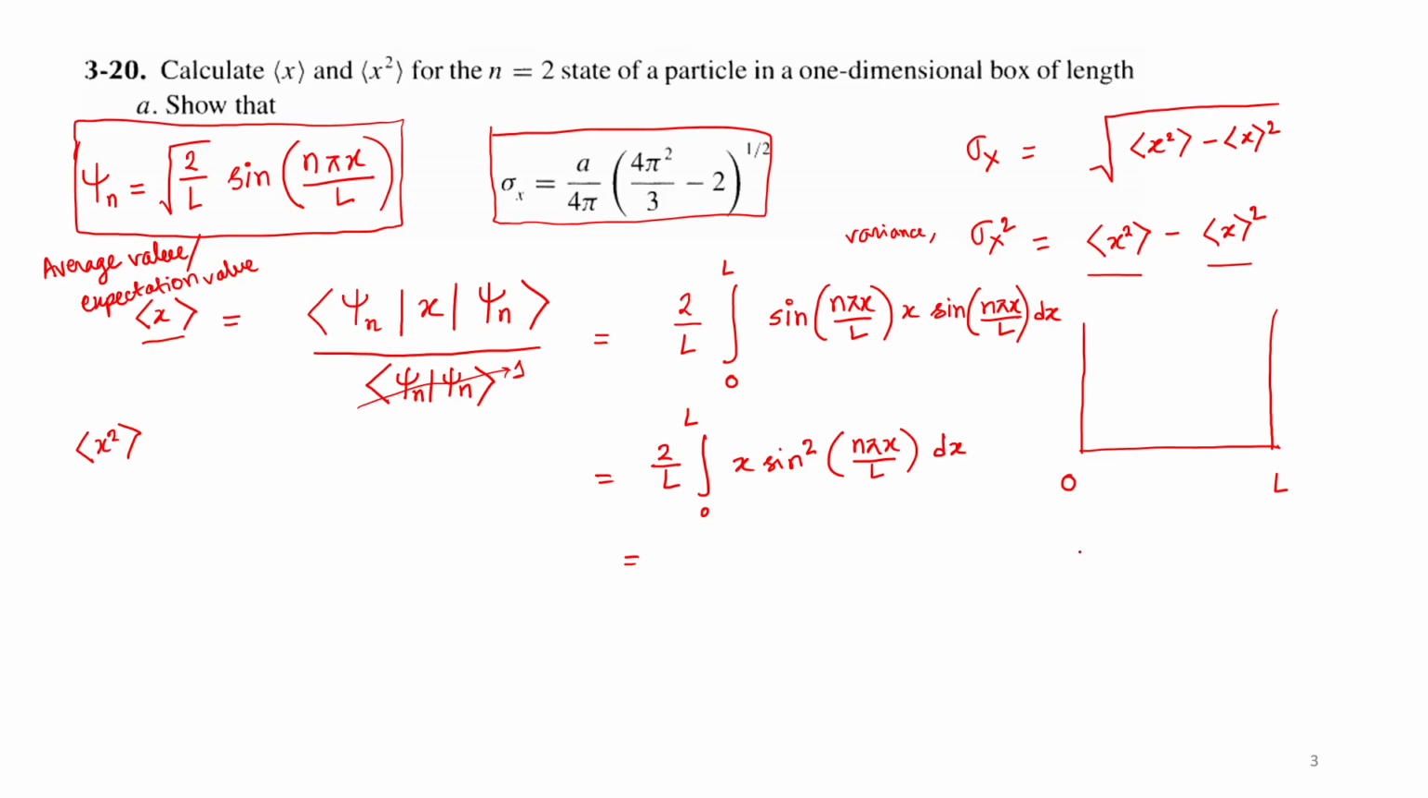Do you know how we can solve this integration? As you can see, there are two terms in x. One is x, and another is sine square n pi x by L. So you'll actually use a method called integration by parts, the u into v formula. There are written forms of that on the internet. If you search for integration by parts, a lot of things may come.